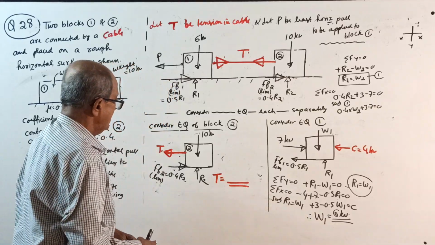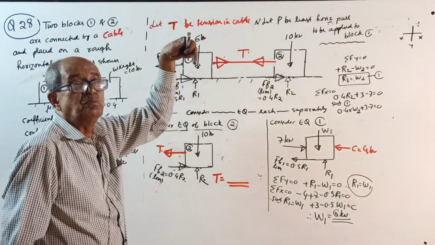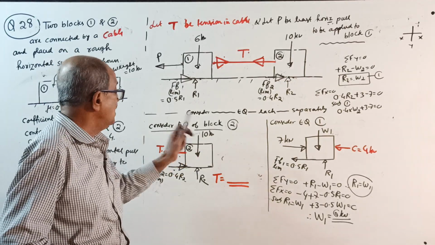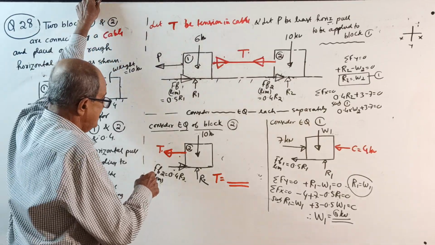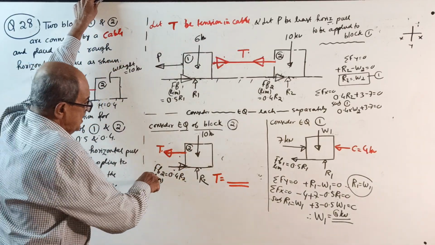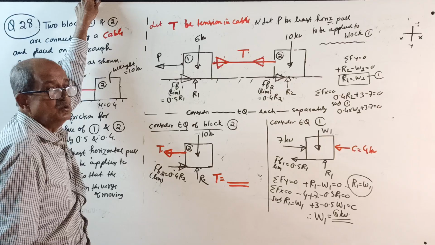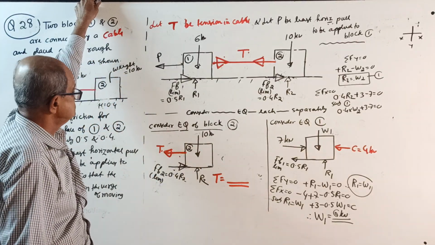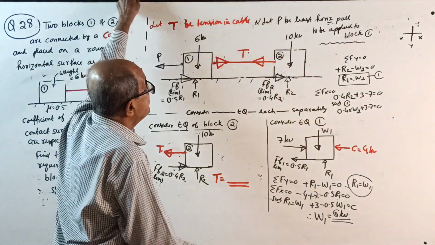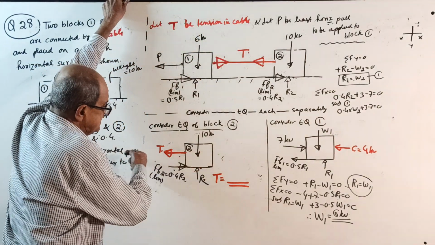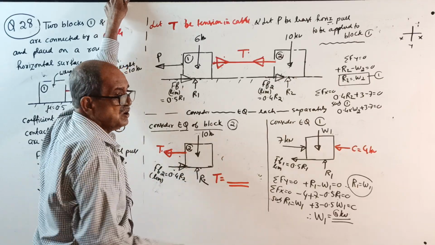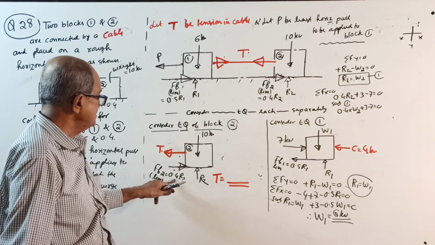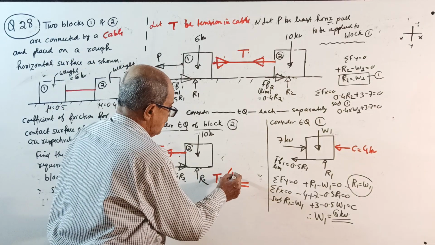See, I will dictate here: ΣFy = 0, plus R2 minus 10 equal to 0, your R2 will come 10 kilonewton. Then ΣFx = 0: plus 0.4 R2 minus T equal to 0. Substitute R2 equal to 10, 10 into 0.4 is 4. Tension will come 4 kilonewton.